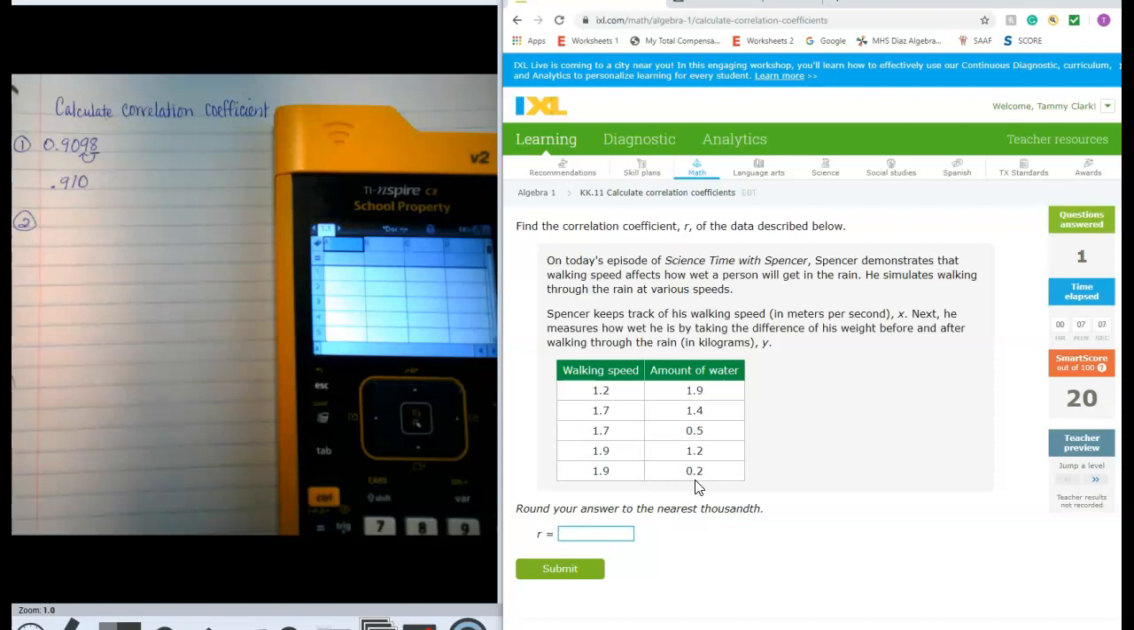So I am going to just title my first column as X, and I'm going to put the data in. 1.2, 1.7, 1.7, 1.9, 1.9, and then I go up to B, and this is going to be my output, which is Y. So that'd be 1.9, 1.4, 0.5, 1.2, and 0.2.